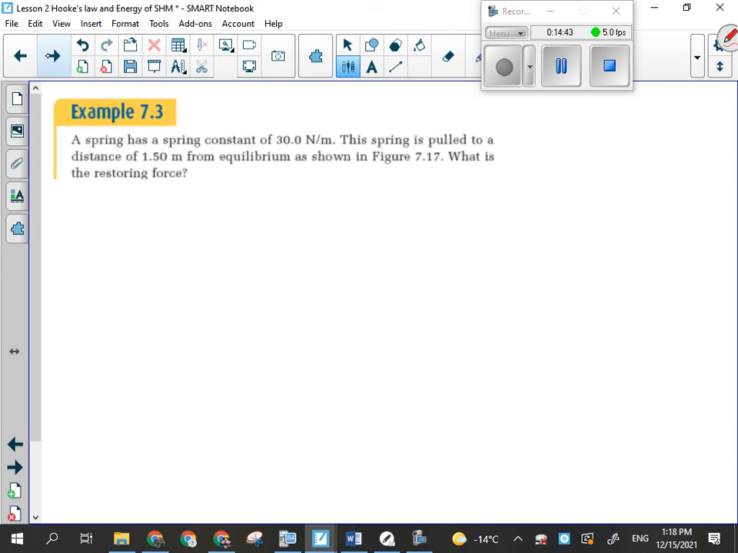Okay, so just quickly write this one down. Very basic Hooke's law question. Okay. So this spring has a spring constant of 30 newtons per meter. So they just gave me k. The spring is pulled a distance of 1.5 meters from its equilibrium position. So they gave me x. Okay, what is the restoring force?